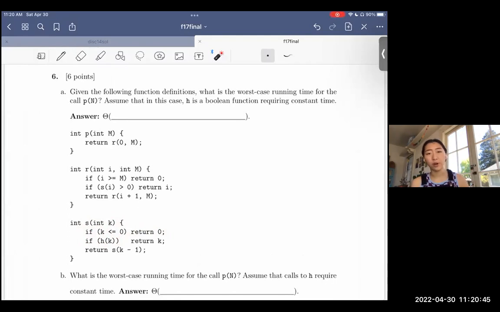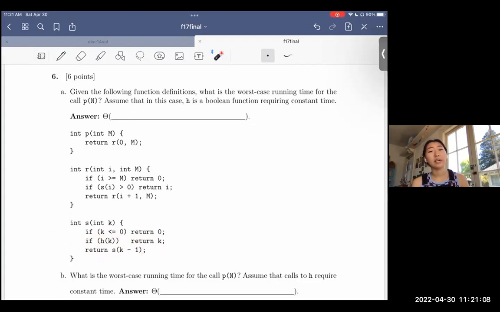However, for the second statement, if H of K, this Boolean function is almost like flipping a coin. It's up to chance. We don't know what it could return. It could be true or false. All we know is that it takes constant time to evaluate. If H of K is true, we would just return K and be done with the call. However, if it's false, we're going to make a recursive call.